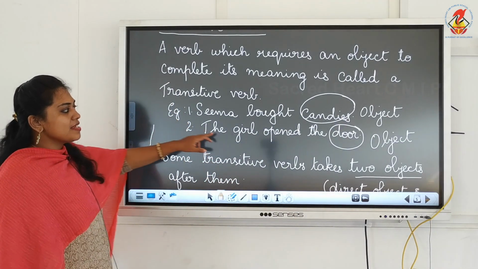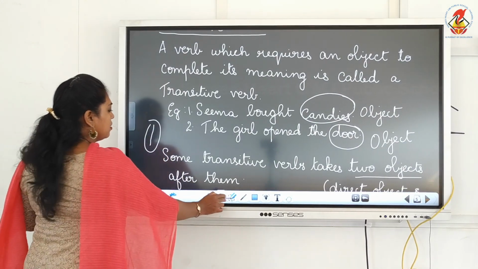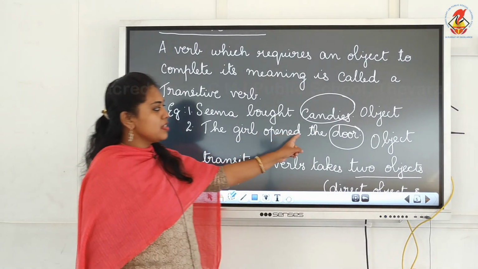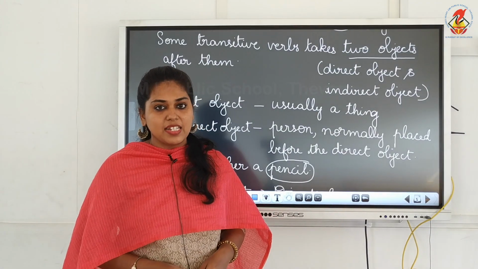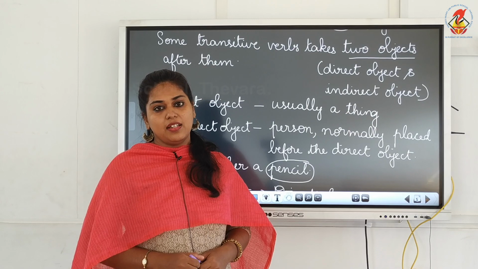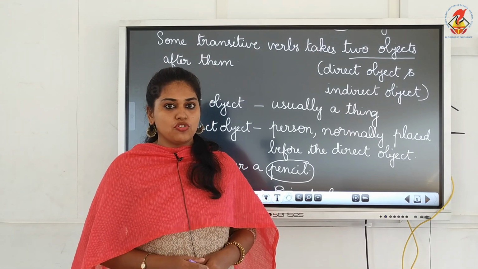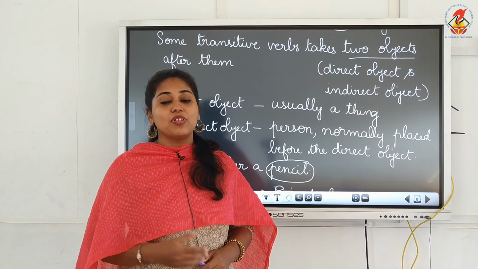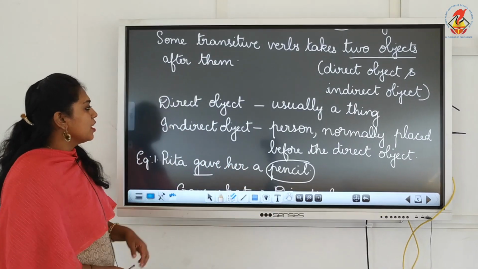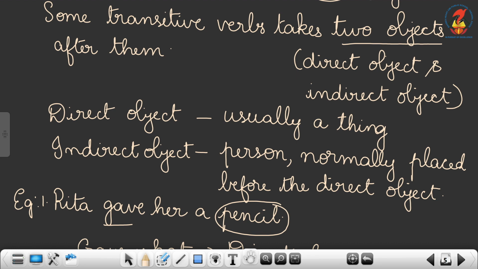Now, in this sentence we have only one object. In some sentences we may have two objects, which are a direct object and an indirect object. Now, let us see what I mean by direct object. Direct object is usually a thing. It directly talks about to whom the action is done or to what the action is done. Indirect object is normally a person, and most probably it would be placed before the direct object. Let us look at the example, children.